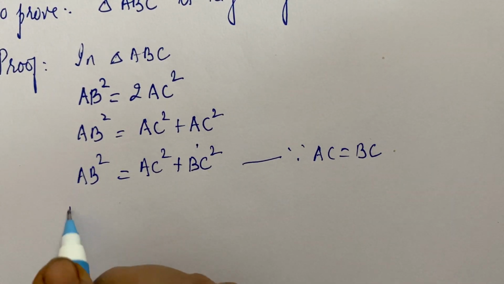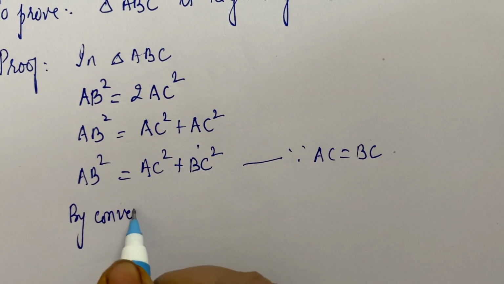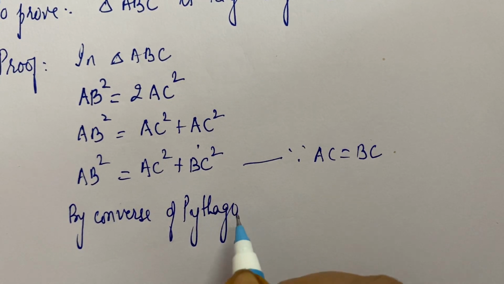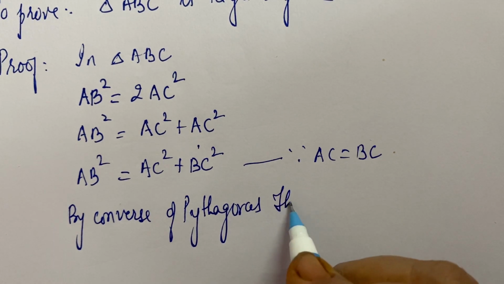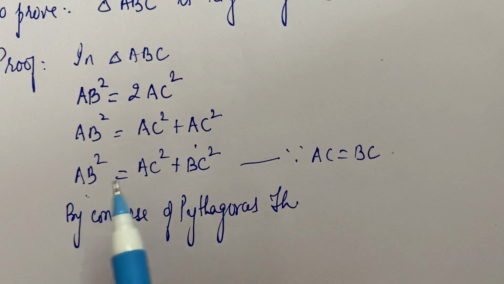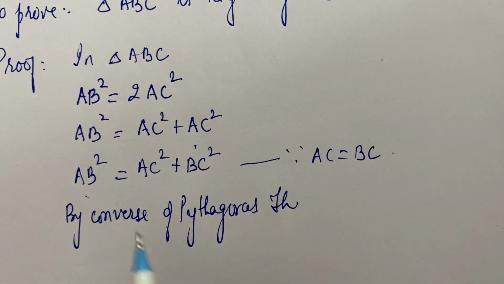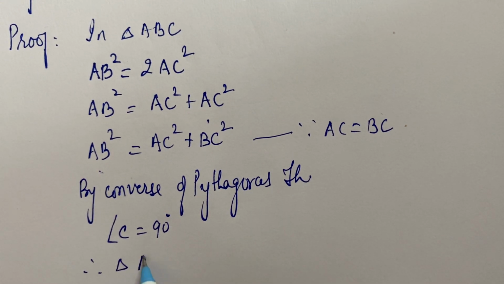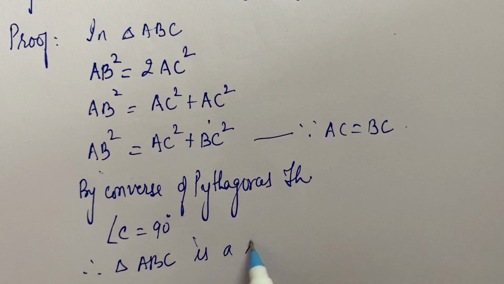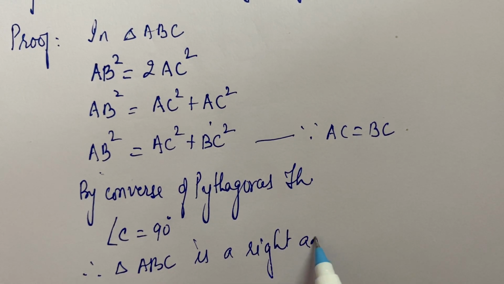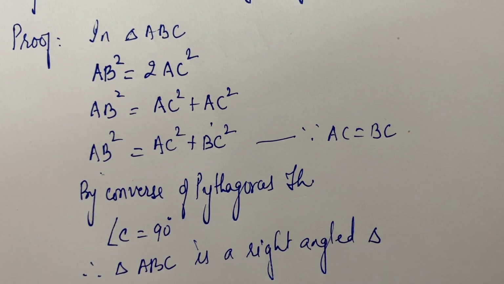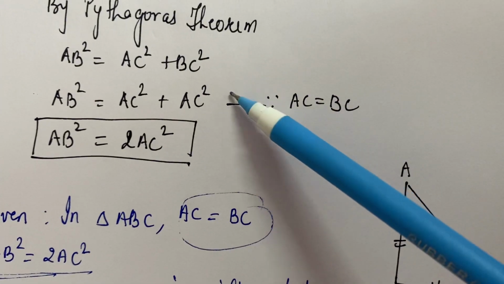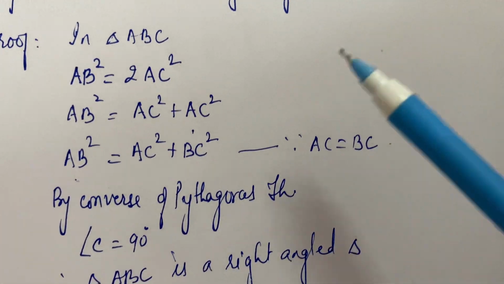So by converse of Pythagoras theorem, the angle opposite to the longest side will be a right angle. Angle C is equal to 90 degree. Therefore, triangle ABC is a right angled triangle. Okay, hope you got this. These two sums are examples of Pythagoras theorem and converse of Pythagoras theorem.